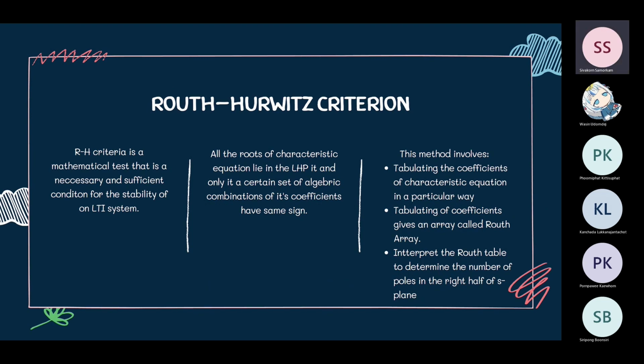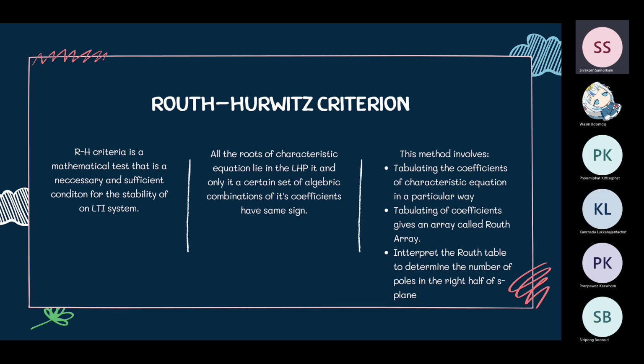The RH criterion is a mathematical test that gives a necessary and sufficient condition for stability of an LTI system. All the roots of the characteristic equation lie in the LHP if and only if a certain set of algebraic combinations of its coefficients have the same sign.